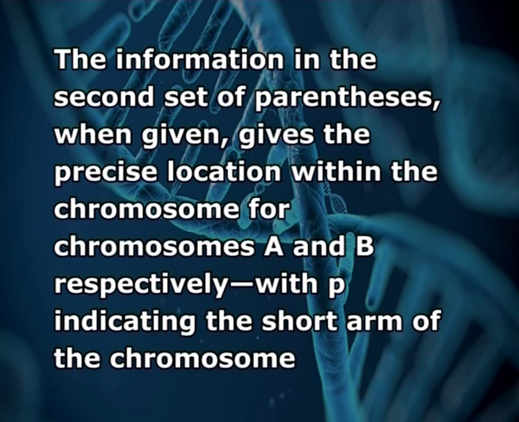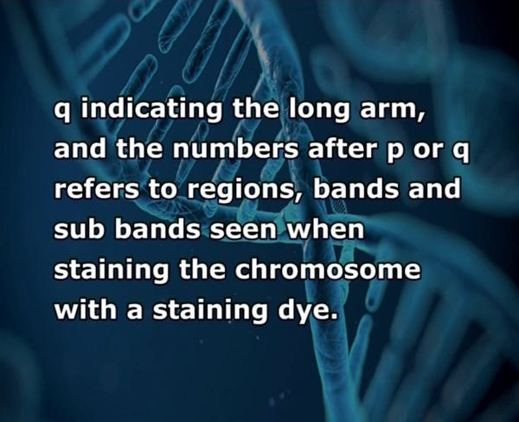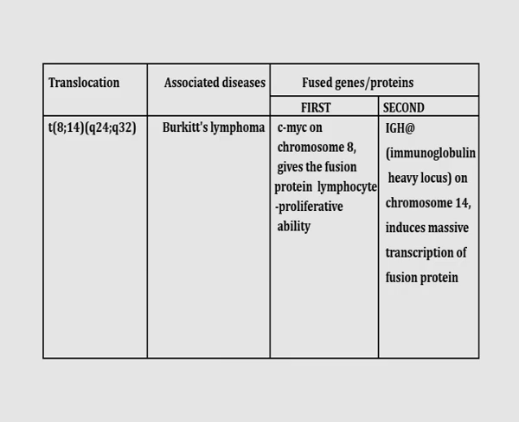chromosome for chromosomes A and B respectively, with p indicating the short arm of the chromosome and q indicating the long arm, and the numbers after p and q refer to the regions, bands and subbands seen when staining the chromosome with the staining dye. The table indicates the translocations and their associated diseases with the fusion genes and their proteins.